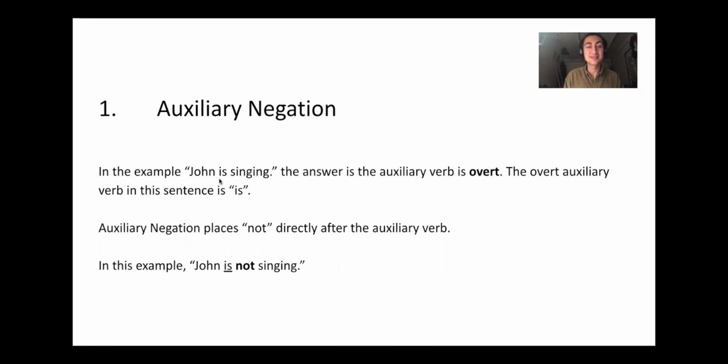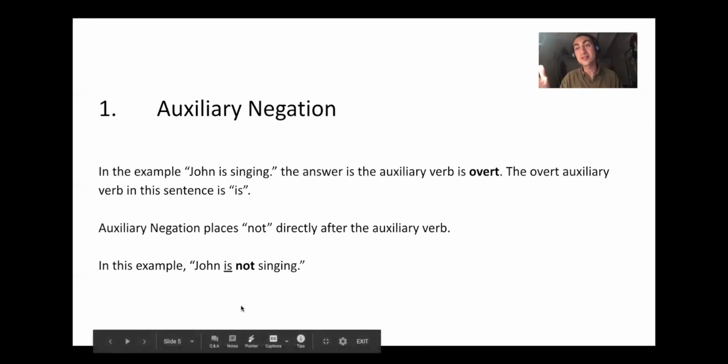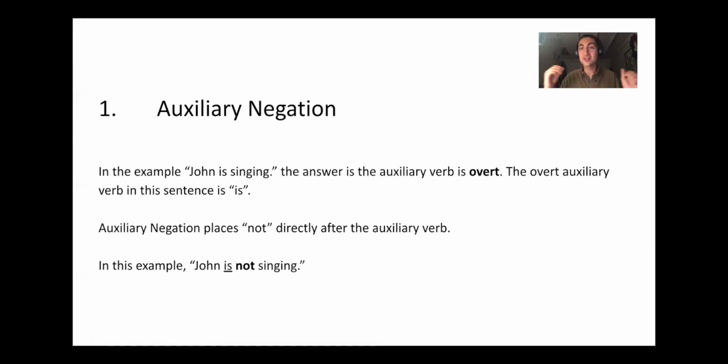John is singing. Auxiliary negation places not directly after the auxiliary verb. That is how it works. In this example, it would be John is, which is the auxiliary, followed immediately by not singing. So we will say John is not singing is the negative version of the sentence. That is with overt.